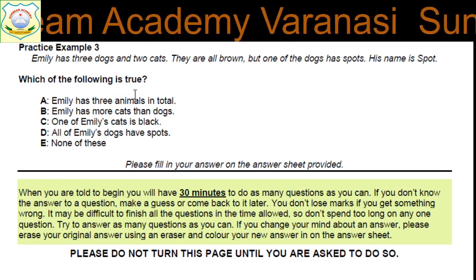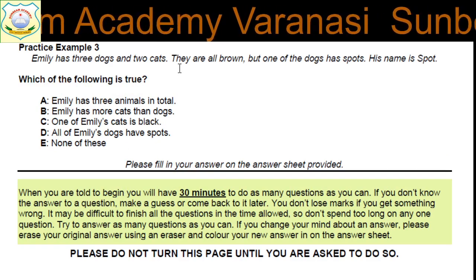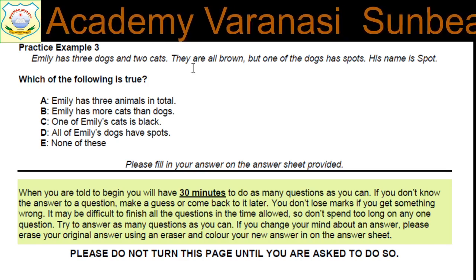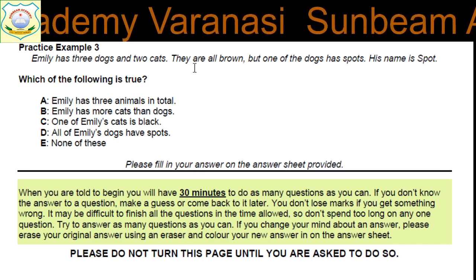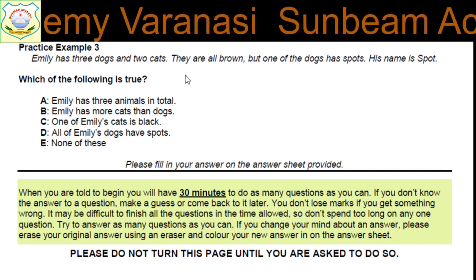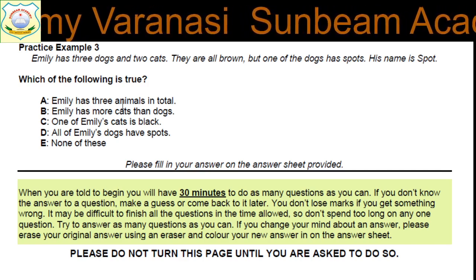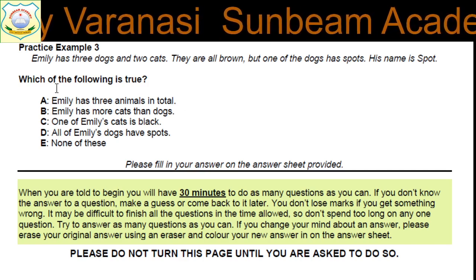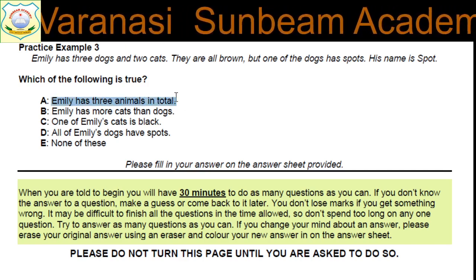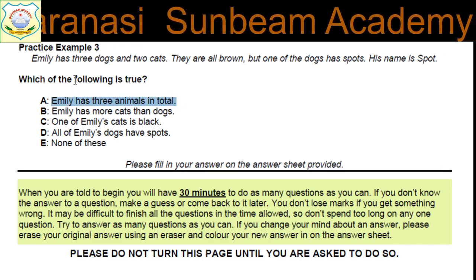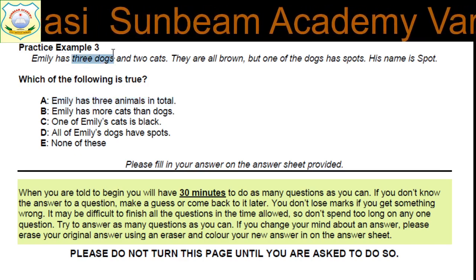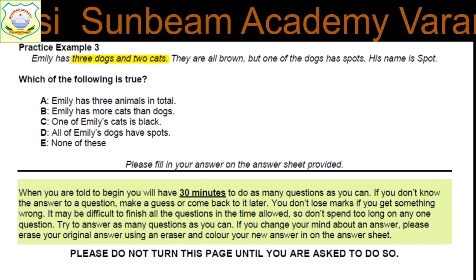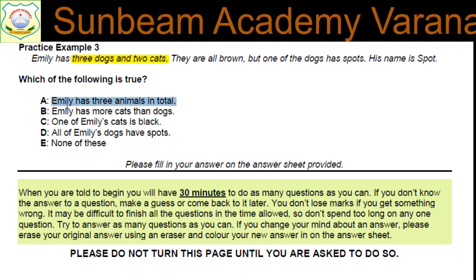Emily has 3 dogs and 2 cats. They are all brown, but one of the dogs has spots. His name is Spot. Which of the following is true? The first option is, Emily has 3 animals in total. Is it correct? No, it is not correct. Emily has total 5 animals, 3 dogs and 2 cats. So the first option is wrong.